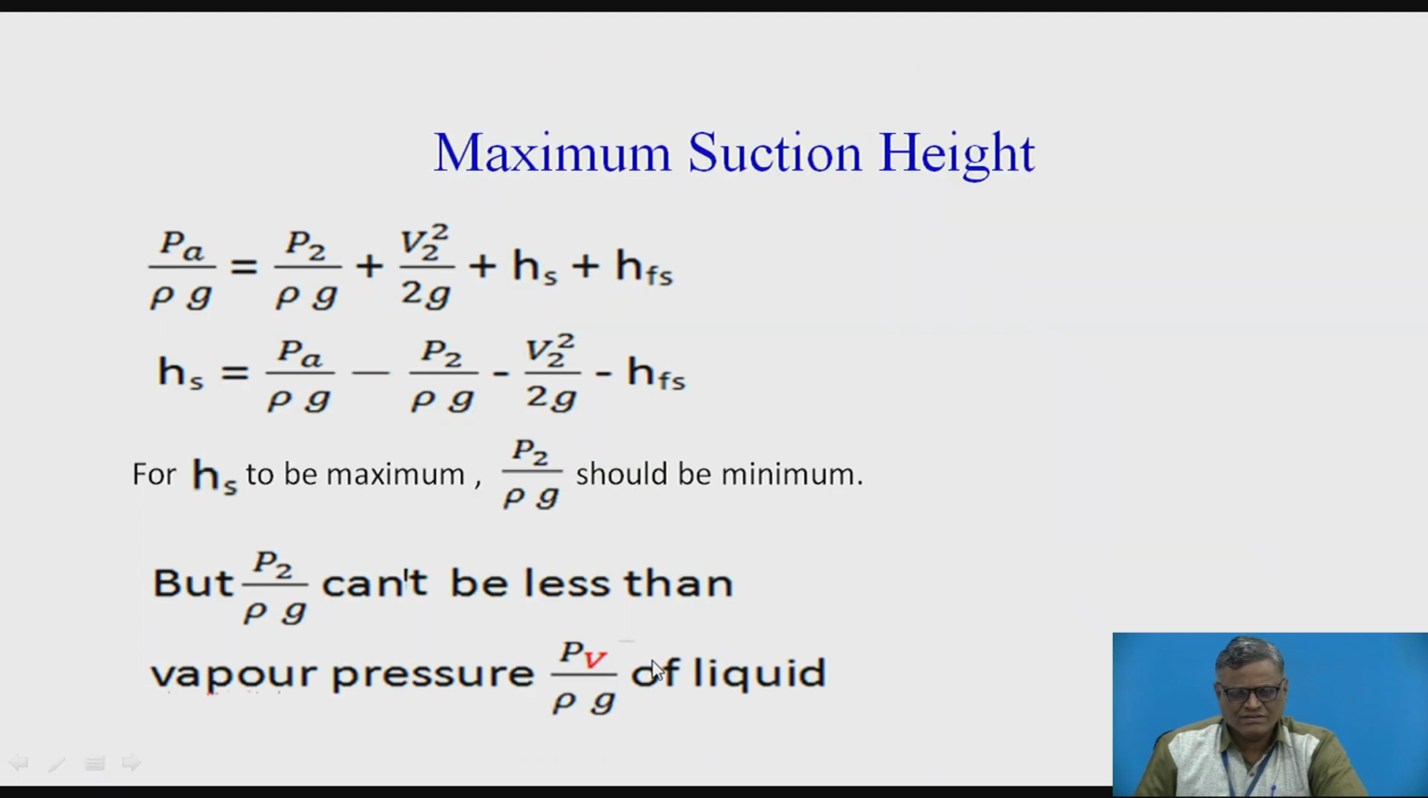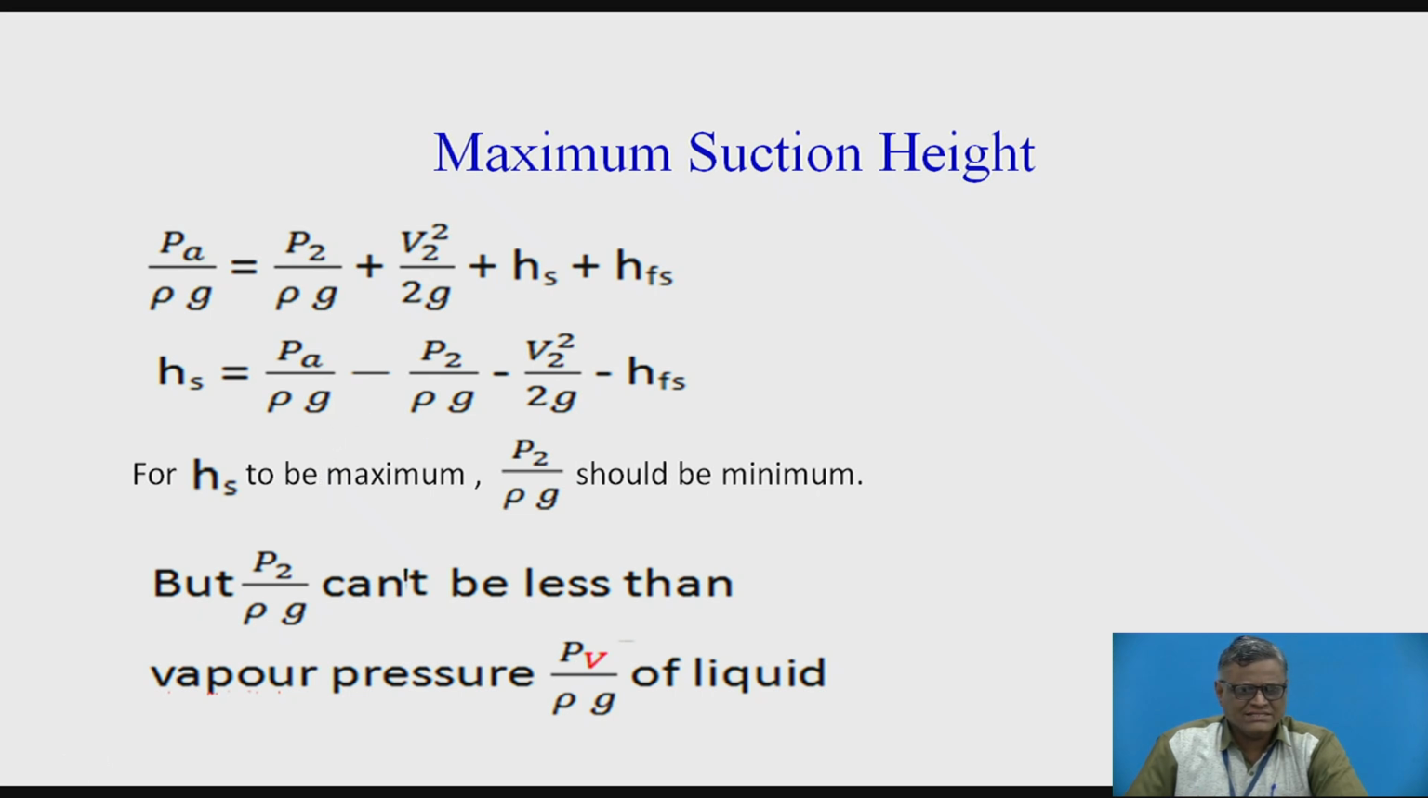The same equation I have taken in this slide. Now we are interested firstly in the formula of suction height, and then we will go for the condition for the maximum suction height. Keeping only HS on one side and taking all the other parameters on the other side, HS comes out to be PA by rho g minus P2 by rho g minus V2 square by 2g minus HFS. This is the equation with the help of which we can determine the suction height.